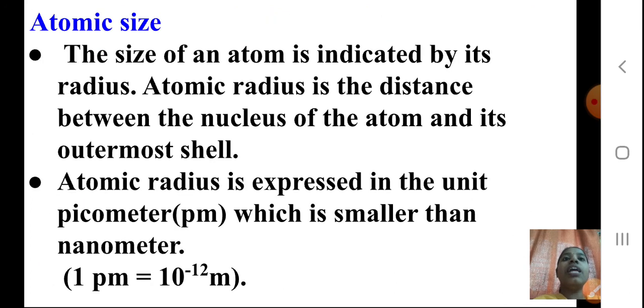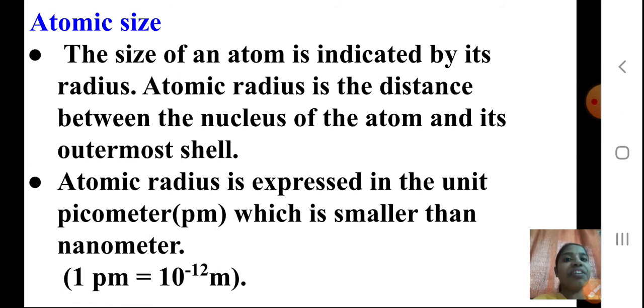Okay, students. Now the next we are going to see is the atomic size. The size of an atom is indicated by its radius. Yes, atomic radius is the distance between the nucleus of the atom and its outermost shell. Atomic radius is expressed in the unit picometer. We write it as pm, which is smaller than nanometers. So 1 pm is equal to 10 raised to minus 12 meter.